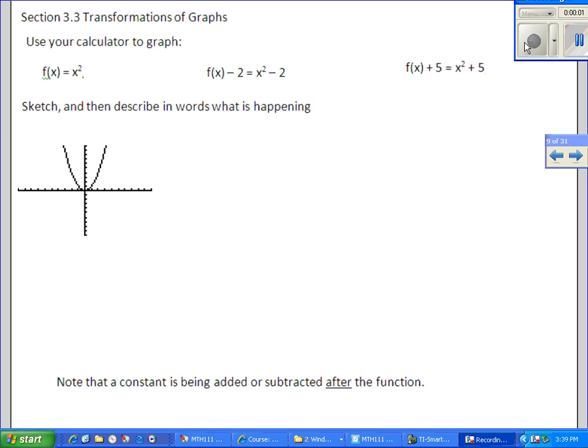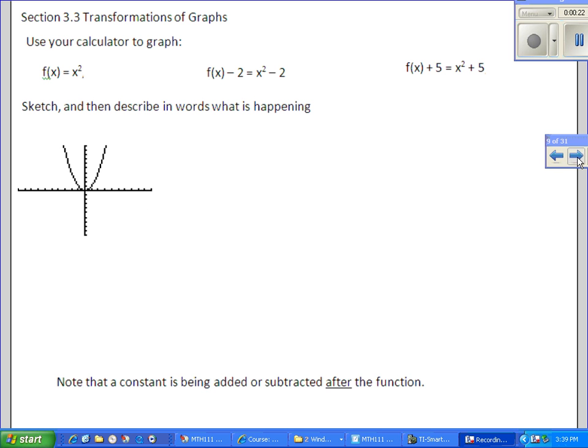Transformation of graphs. This is really helpful in conjunction with your graphing calculator to help you predict what a graph is going to do, and then what would be the appropriate window to use as you're trying to graph the function on your calculator. So I'm going to look at a few functions here to start with. f(x) = x squared is our basic parabola, and I've graphed it on my calculator here.